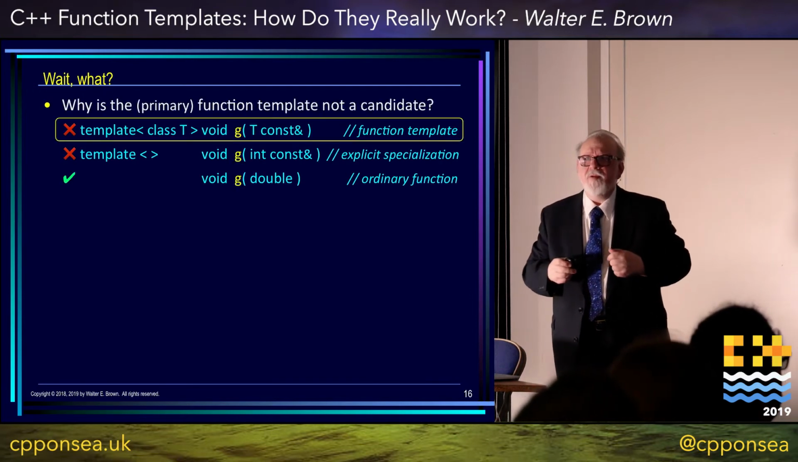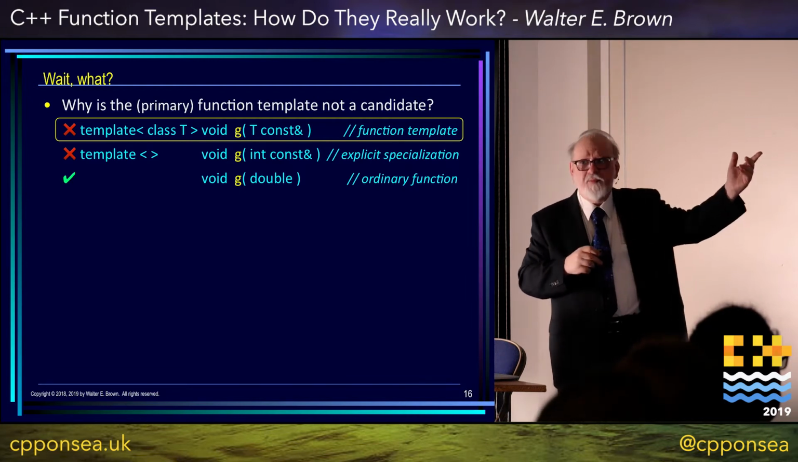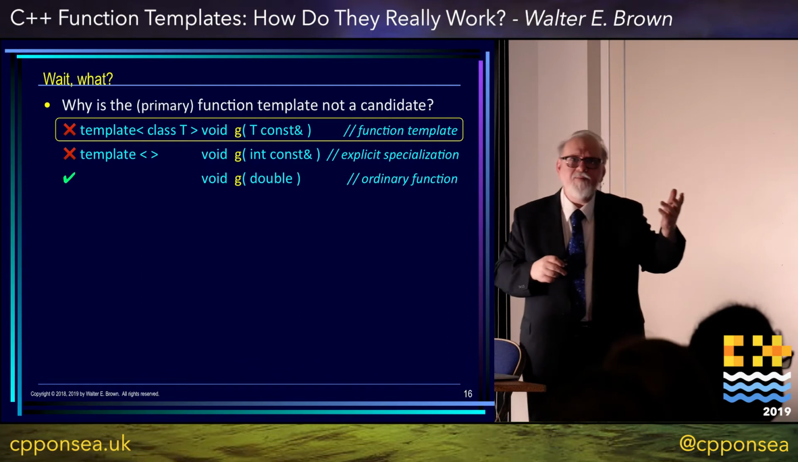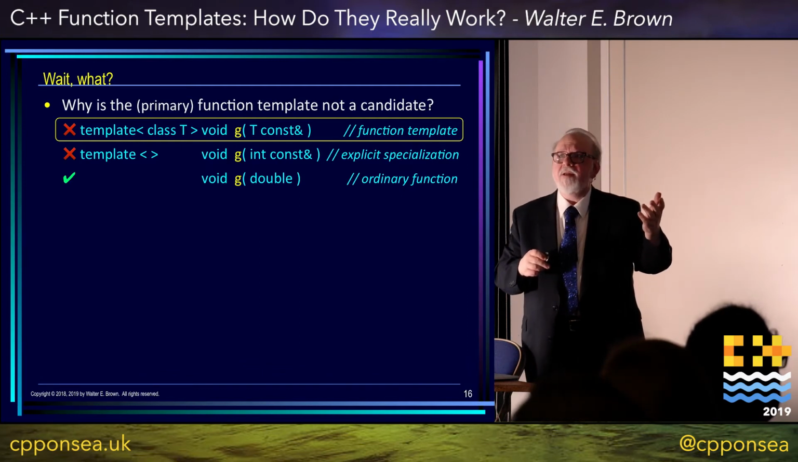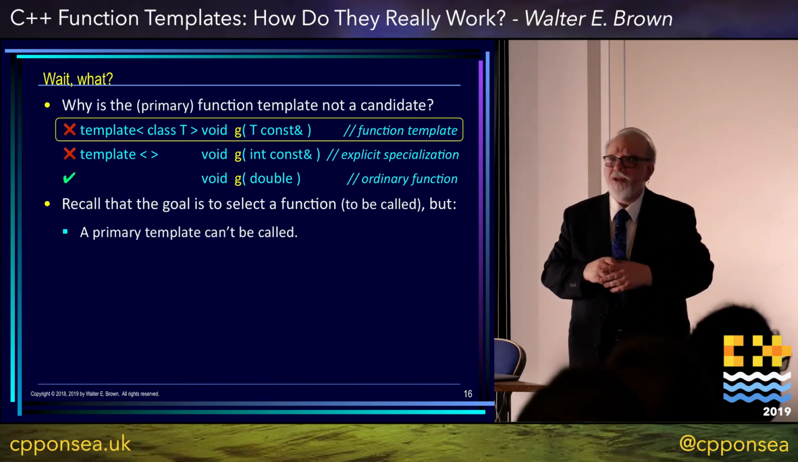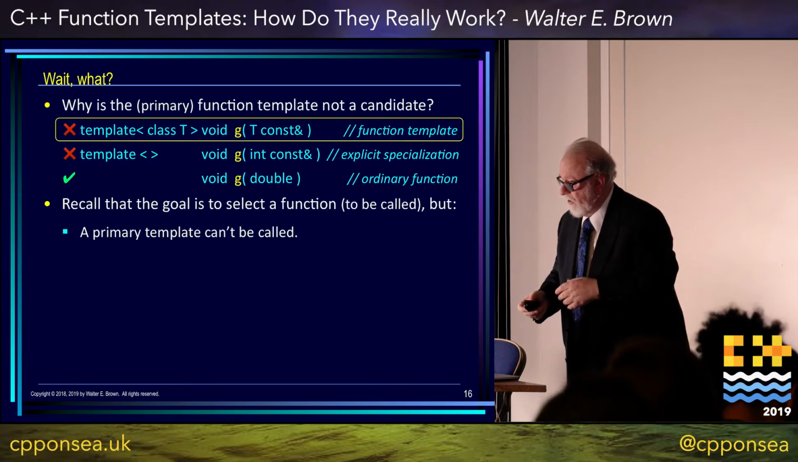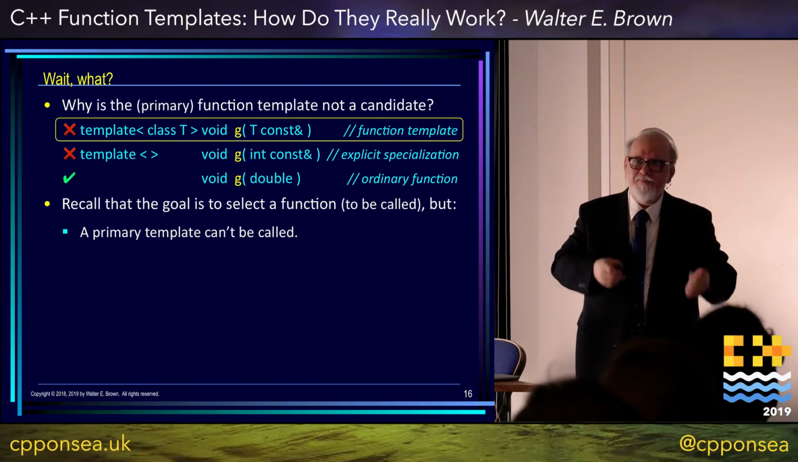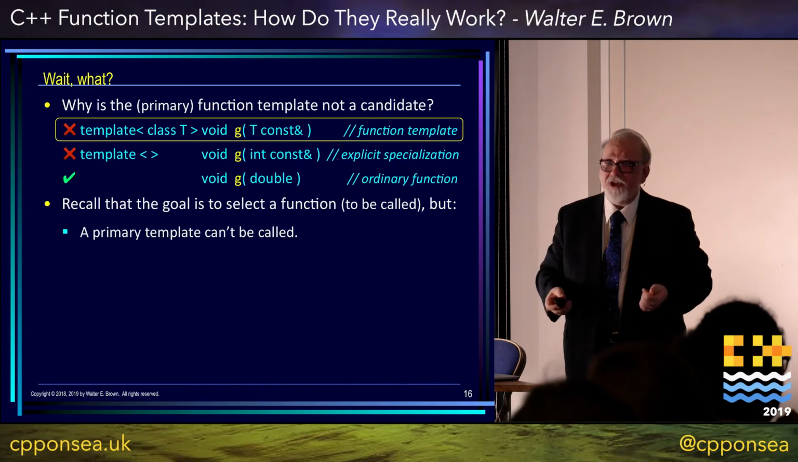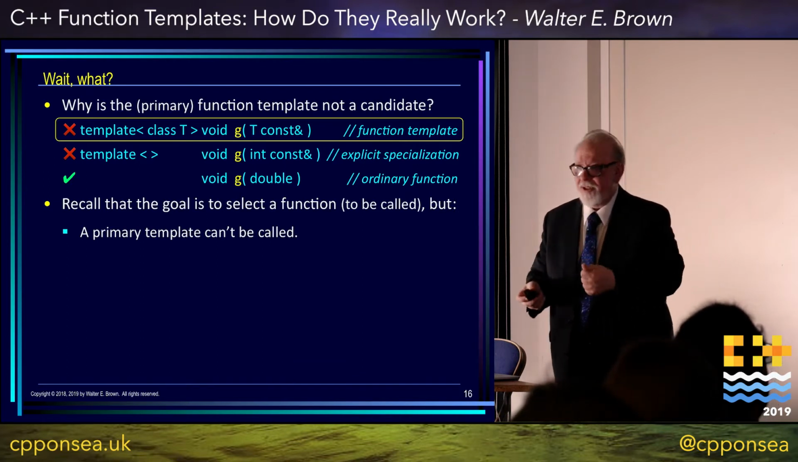Now, a lot of people are confused. They say, why is the template, and we refer to this as a primary template, as a distinction to a specialization, for example. So why is a primary template not a candidate? Why is it not in the list? Why is it not a candidate for overload resolution? Well, keep in mind that the ultimate goal is to pick a function that we can call. Produce it if we have to, but pick it. And the point, of course, is you can't call a template. Cannot do it. Why not? It's not callable. It's not a function. It's a template. That's why I'm so careful saying function template.